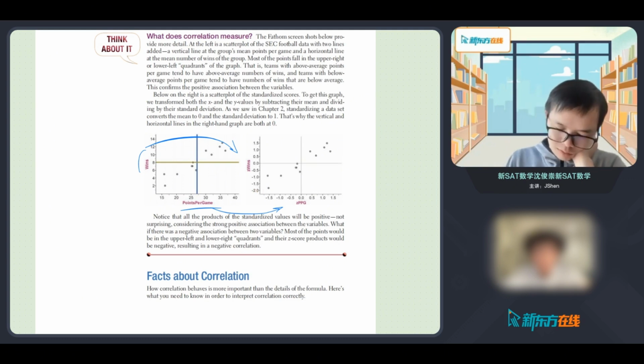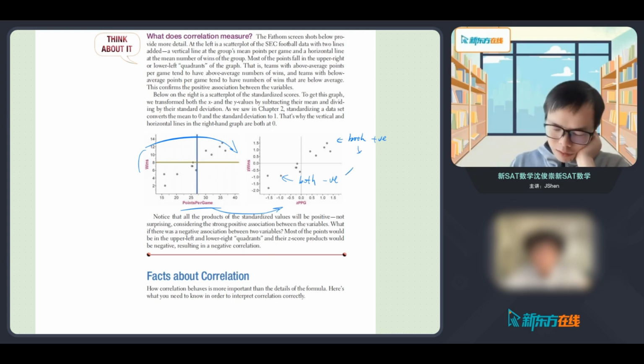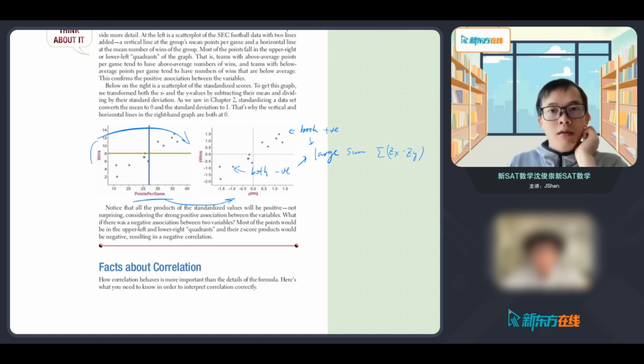See here? Both positive, and then both negative. As I said, then you have a large sum, and then you get a large R value. Large sum when you add their product. It's like this: ZX times ZY. So you have the sum of their products.